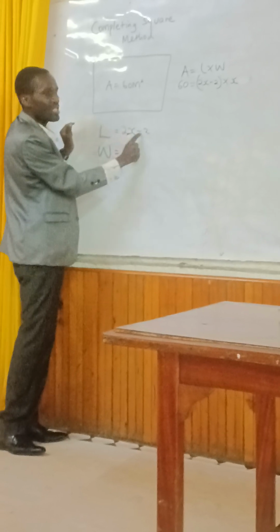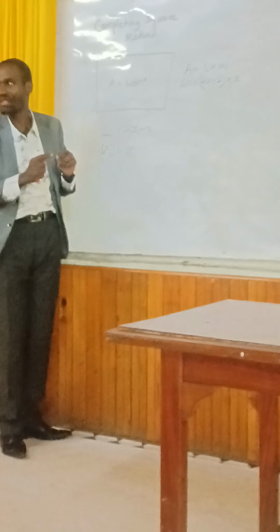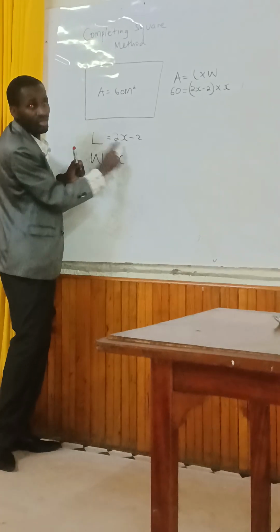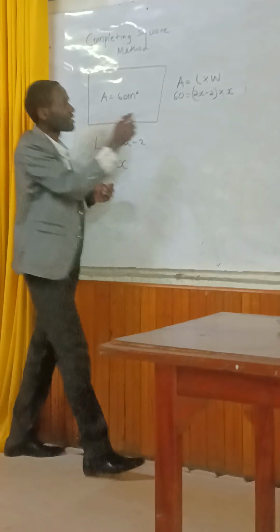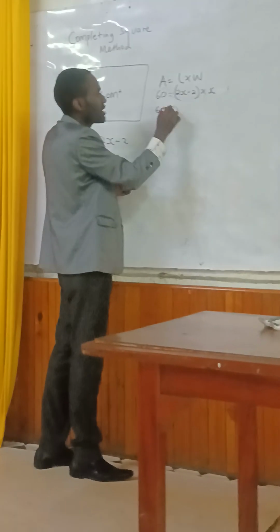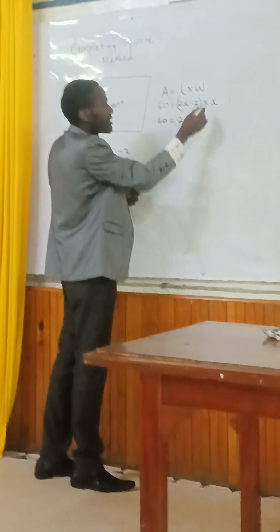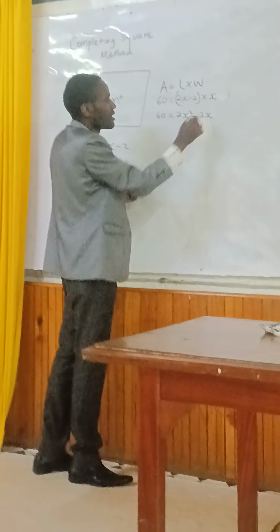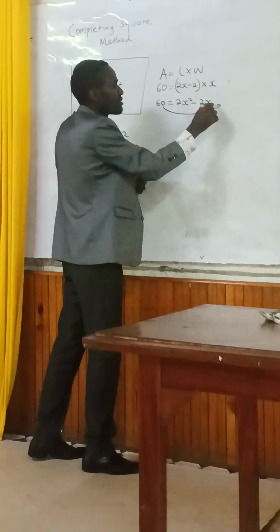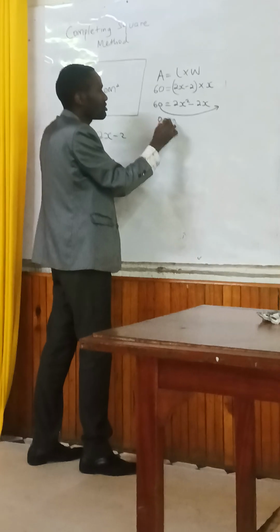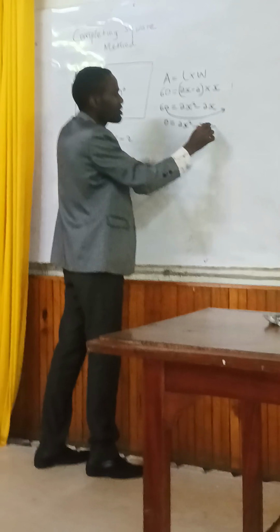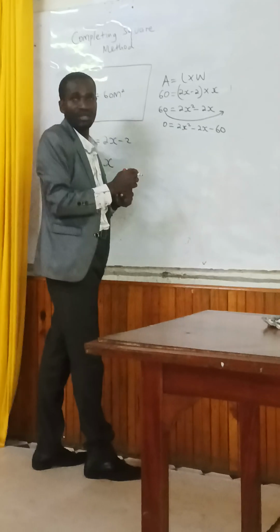When they say less, do we add or subtract? So 2 meters less than twice the width. You get the point? So let's see. We are going to have 60 is equal to, let's open the brackets, x times 2x, 2x squared, less x times 2, 2x. We want to form a quadratic equation. We are going to take 60 on this side. We shall have 0 is equal to 2x squared minus 2x less 60. Are we together?